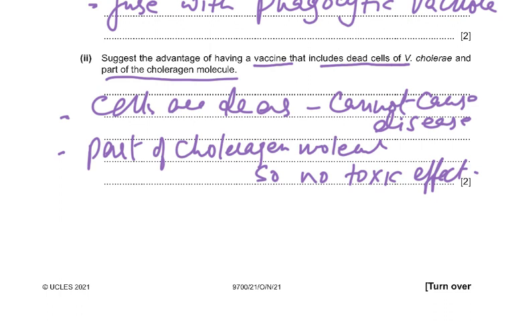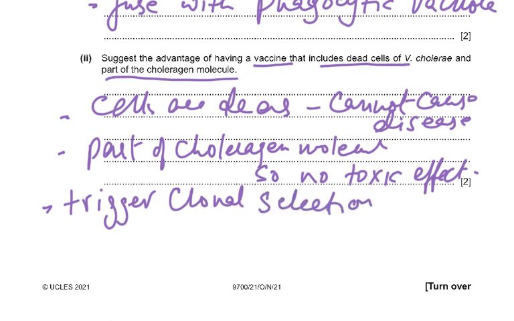Then another thing you could have said is that this is going to be recognized by the B lymphocytes. So this is going to trigger the clonal selection. The B lymphocytes are going to realize, oh my God, this is a stranger, now we need to be cloned. So it triggers the clonal selection of one type of B lymphocyte.